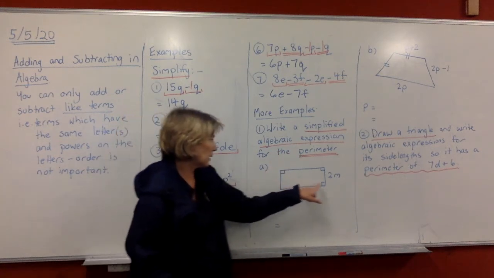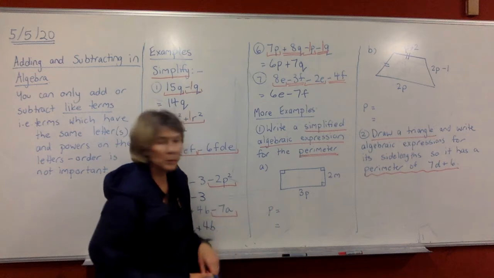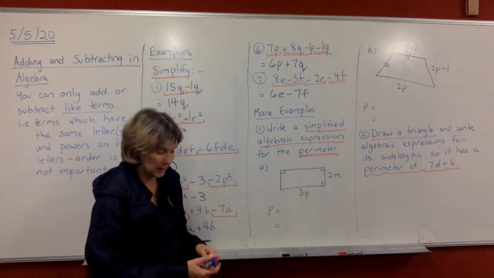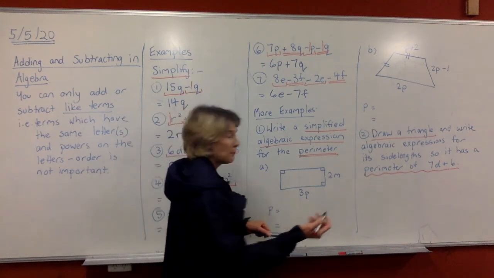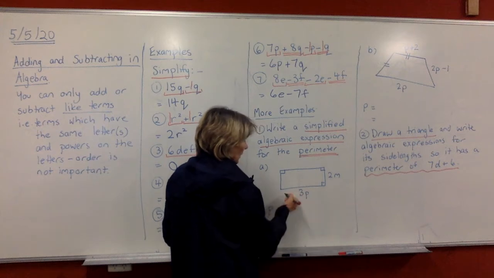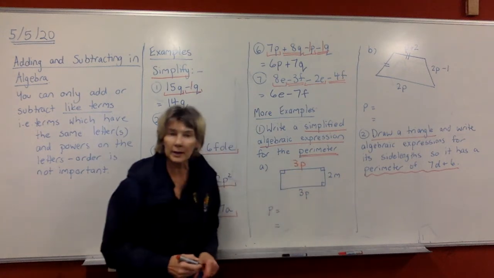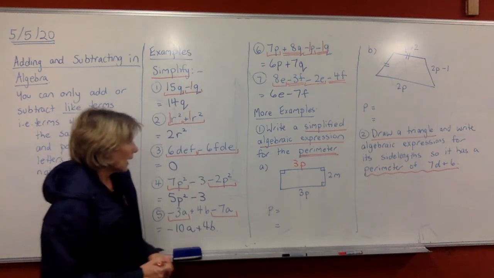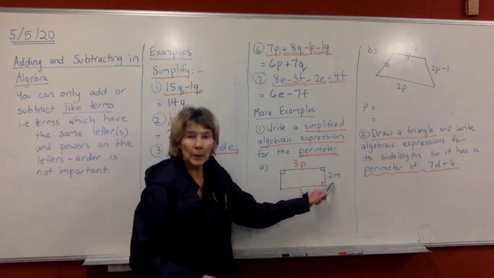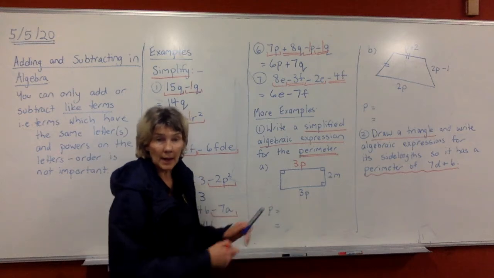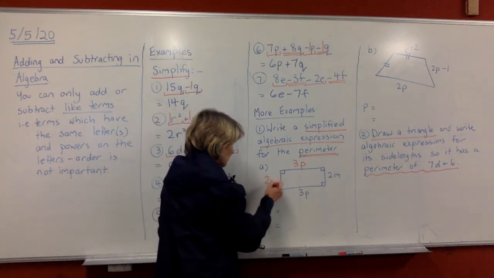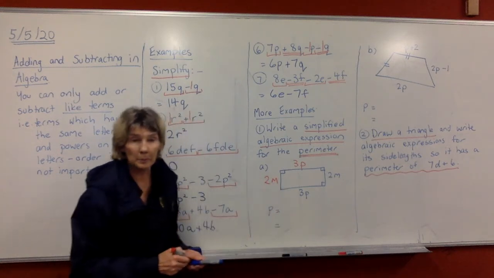So we've got a rectangle here, and you know with a rectangle that the opposite sides are equal. So I want you to get your red pen, and if that's 3p, the one opposite also has to be 3p. So just write it in with your red pen. And the same over here. If this is 2m, the opposite side's the same length, so that's going to be 2m. Write that in with your red pen.